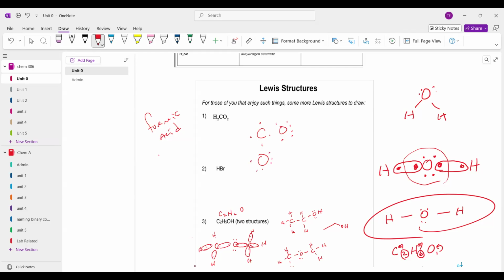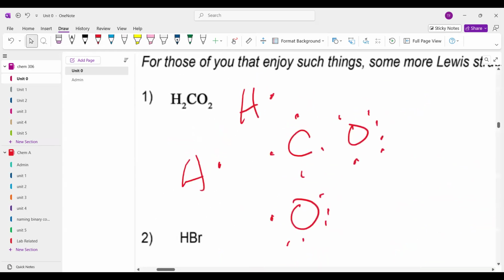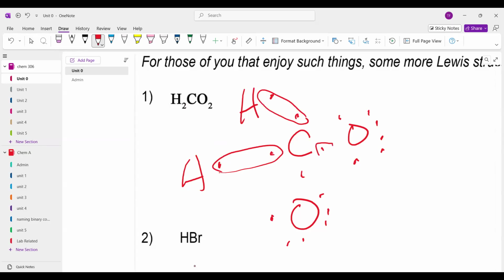And 2 hydrogens. Okay, so that's step 1. Now we're going to hook up singletons. Okay, we got one there, one there, one here, and one here.